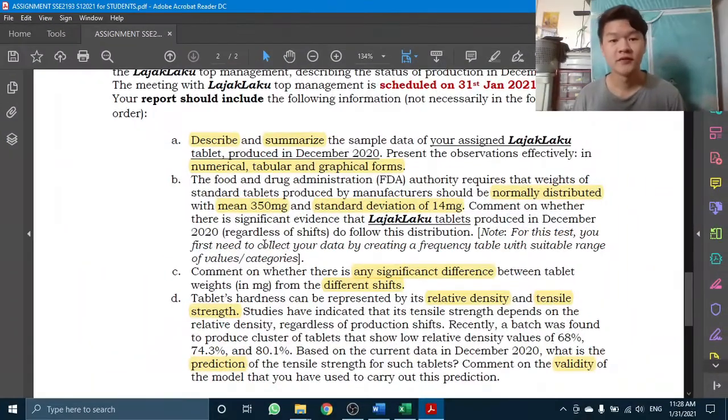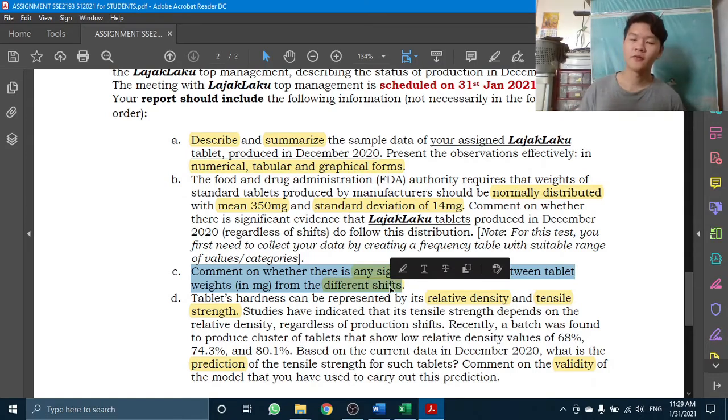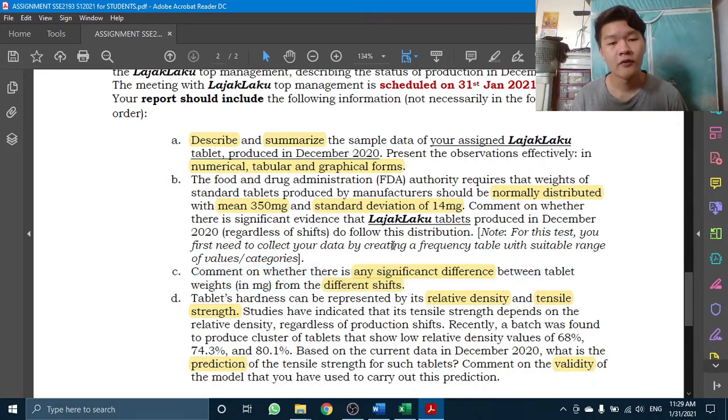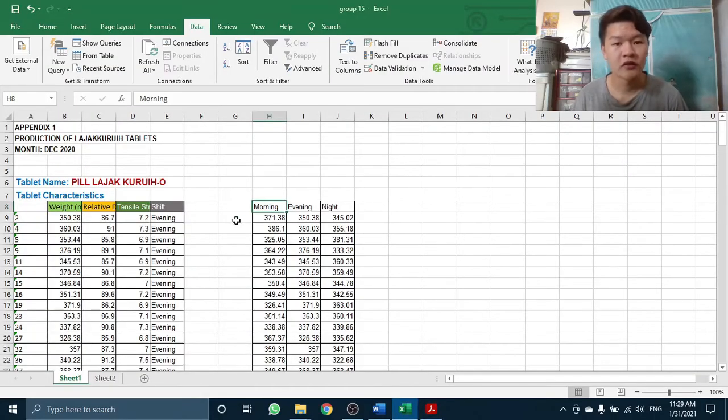Good day everyone. I will now be commenting on whether there is any significant difference between tablet weight from the different shifts. Since we have 3 shifts, which is morning, evening, and night, we will have to use a one-way ANOVA analysis to analyze this data. Before we do that, we will have to sort out the data into morning, evening, and night. Using the Excel sort tool, we can sort out this data.